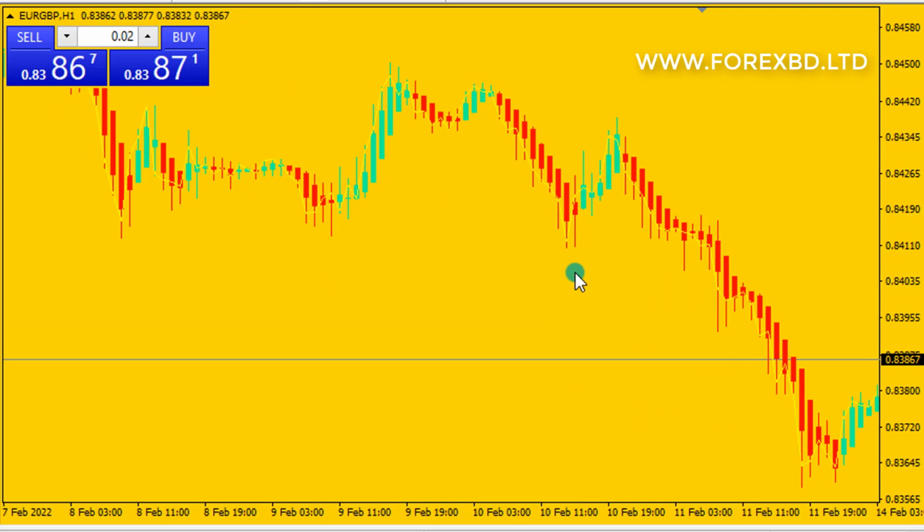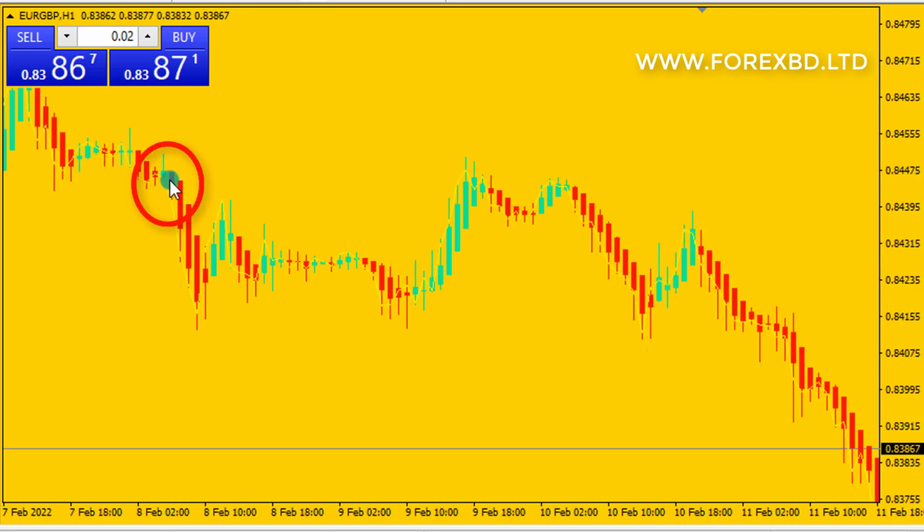However, the condition here is that when the first red candle is made, you have to make sure that it has no upper shadow. Then that candle has a big body and a lower shadow. So when you see this thing in a candle, then you have to understand the market will go downtrend. So then you can take sell entry.